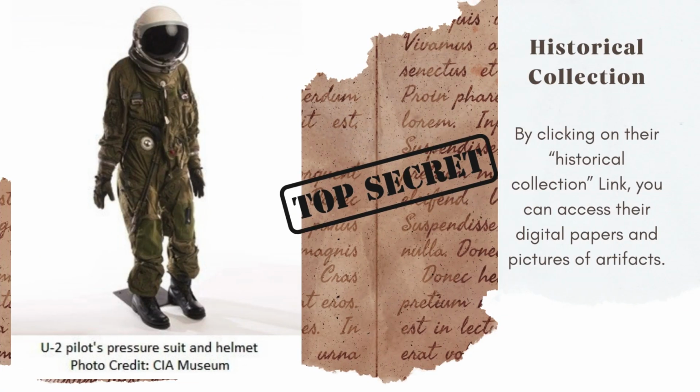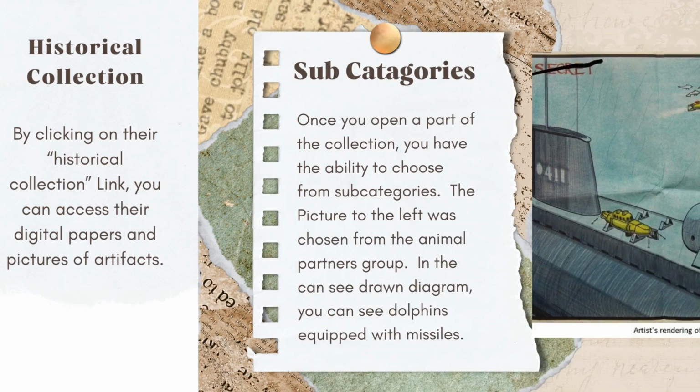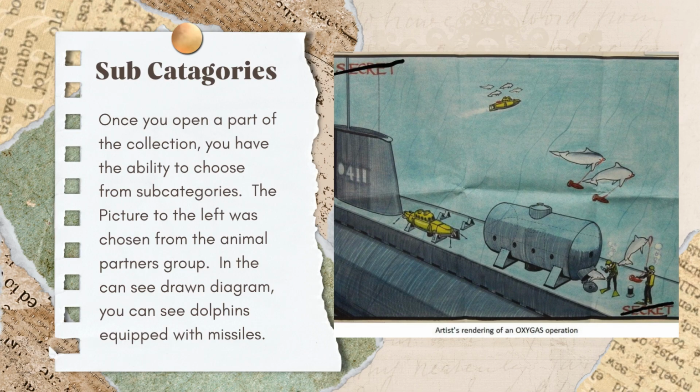The next topic is the historical collection. The historical collection is part of the subcategories, and they have links to different items. On the left-hand side, you can see another subcategory, the animal partners. On the right-hand side, this is an actual picture that I downloaded from the website, and it's a depiction of how they used dolphins to carry missiles and the equipment they used to train the dolphins.